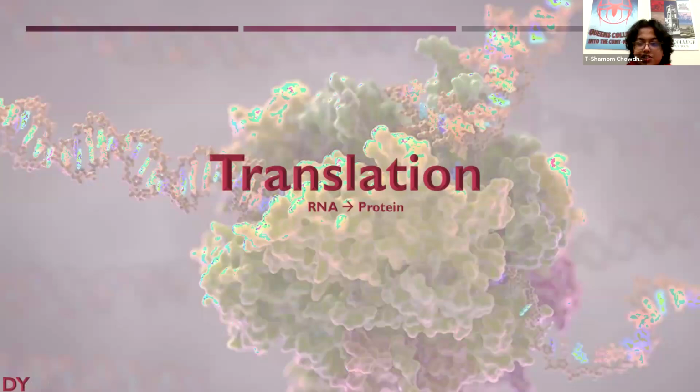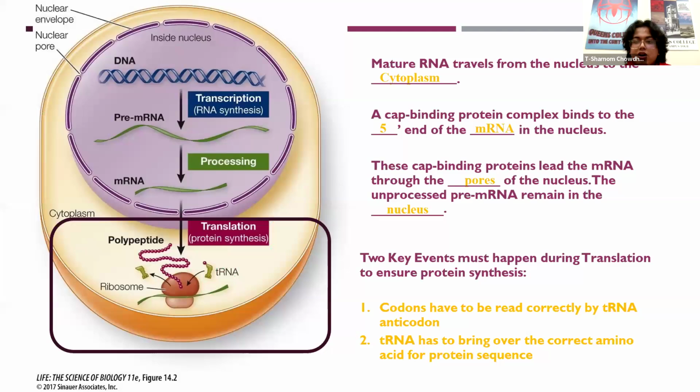And now comes translation. So mature RNA travels from the nucleus to the cytoplasm. A cap binding protein complex binds to the 5' end of the mRNA in the nucleus. The 5' end is the GTP cap, which we added as well. So these cap binding proteins lead the mRNA through the pores of the nucleus, while unprocessed pre-mRNA still remains within the nucleus. So 2 key events happen during translation to ensure that the protein is actually synthesized. You have codons that need to be read correctly by the tRNA anticodon, and the tRNA obviously has to bring over the correct amino acid.